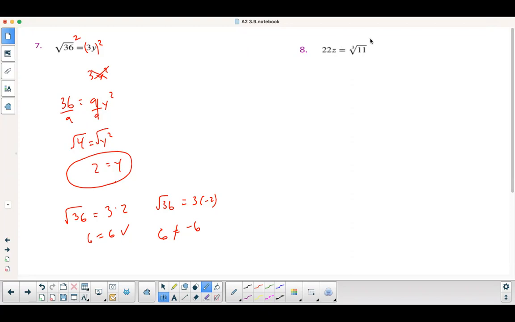Okay, over here, we're going to cube both sides. Make sure you cube the whole thing. 22 cubed. Ooh, I don't know that one off the top of my head. I get 10,648. Z cubed equals 11. Let's divide by 10,648. Let's see here. Let's just leave it.